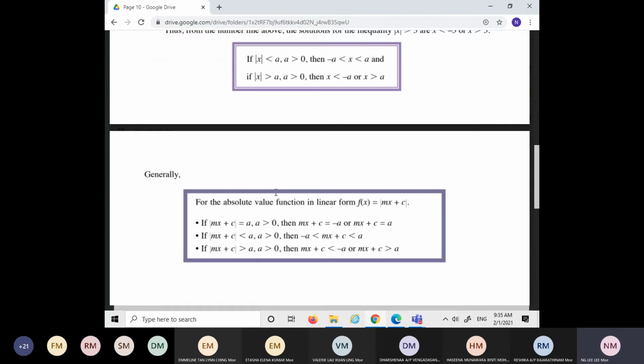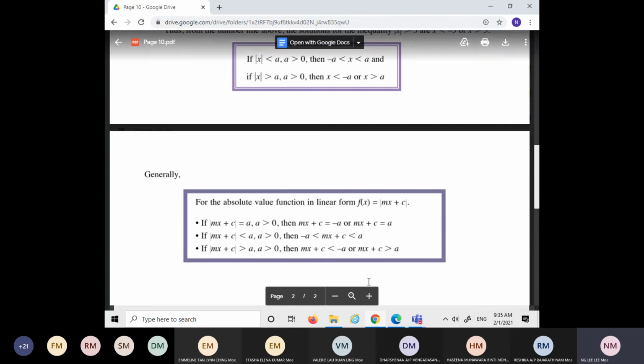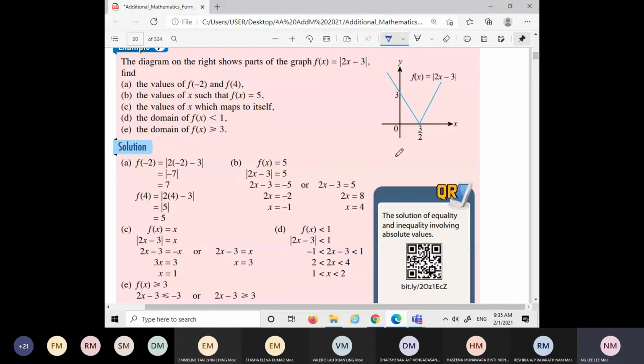Now we come back and look at example 7. So now you are clear on what was happening just now with the absolute value, because we are going to apply it to solve these questions. The diagram on the right shows part of the graph of f(x). You see that this is not x, this is mx plus c: modulus of 2x minus 3.